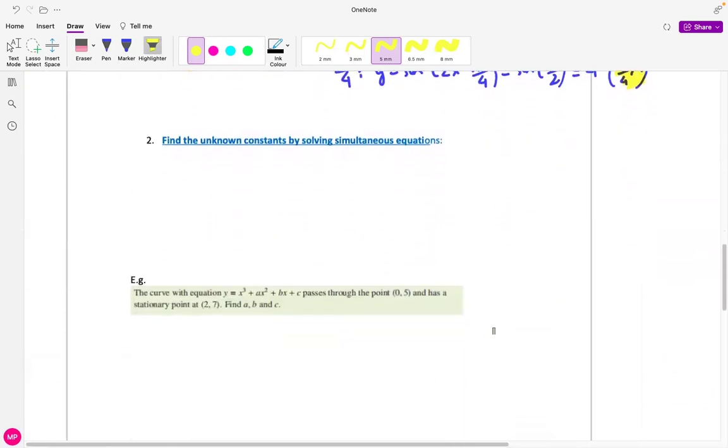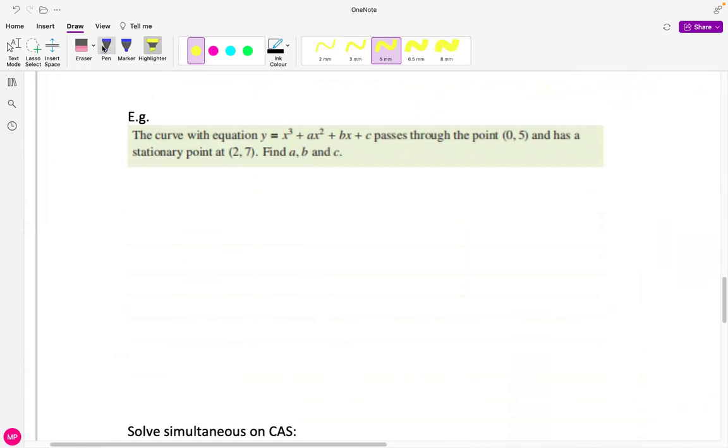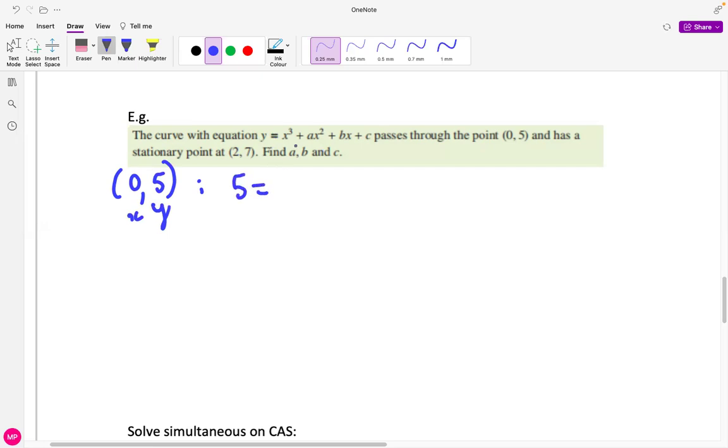Now, how do we apply these concepts to find the unknown? So this question here, they give you a curve, and they say it passes through the point (0, 5), with stationary point (2, 7), find a, b, c. So if they give you a point, you can substitute it in. You have (0, 5), substitute into the original. 5 is y and 0 is x. So we have 5 equals 0 cubed plus a times 0 squared plus b times 0 plus c. So you would have 5 equals c. That's one answer so far.